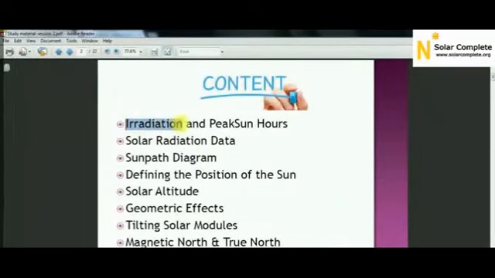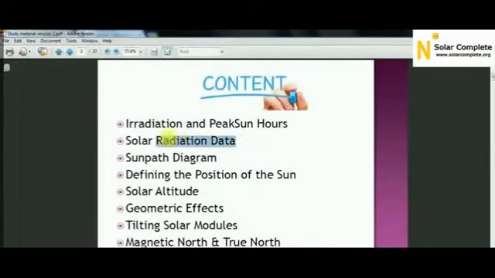We will learn about solar radiation from a layman's point of view, and then slowly go to a deeper, advanced level, so you get a total idea of the solar radiation concept. Then we will also talk about peak sun hours, basically how many average peak sun hours we get in India, and compare this with neighboring countries.